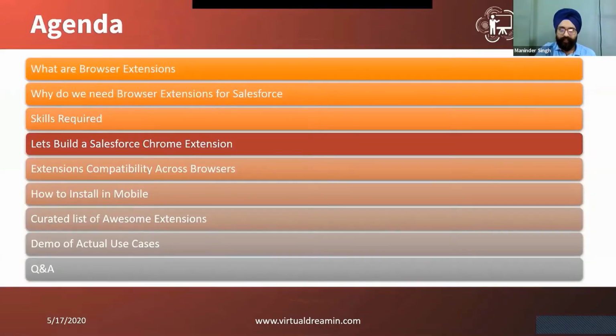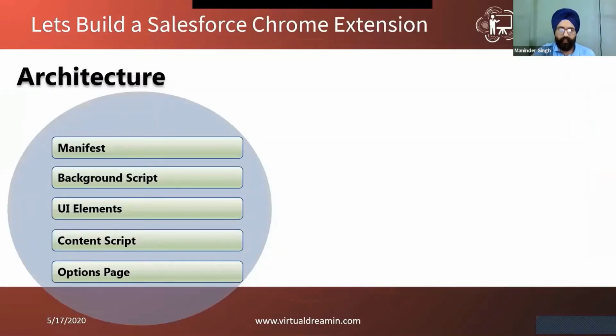And now let's start building one. Before that, let me help you with the architecture. So this is a simple architecture of an extension, not specific to Chrome, but all extensions for all browsers like Opera, Microsoft Edge, Chrome, and Firefox.